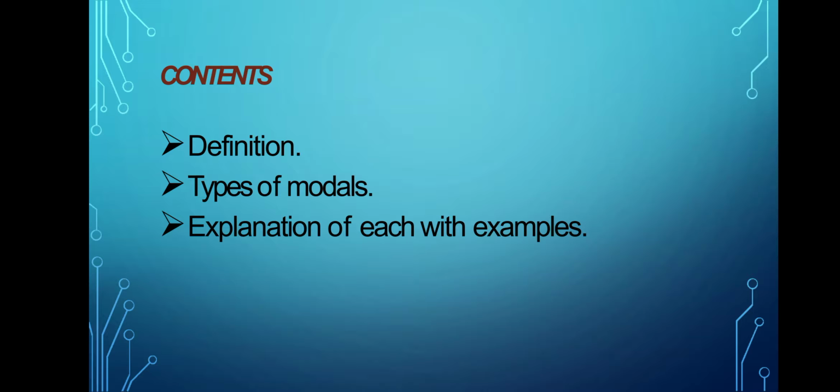And what are modal auxiliaries? Modal auxiliaries are nothing but the modal verbs like can, could, shall, should, will, would, may, might, must, etc. So I hope you can recollect from this explanation what auxiliary verbs and principal verbs are.